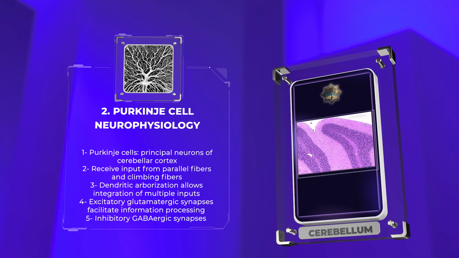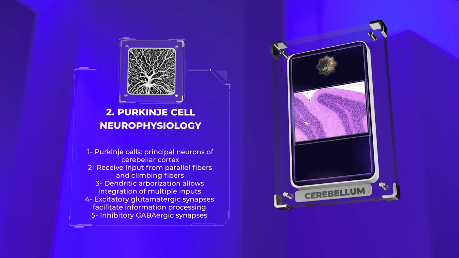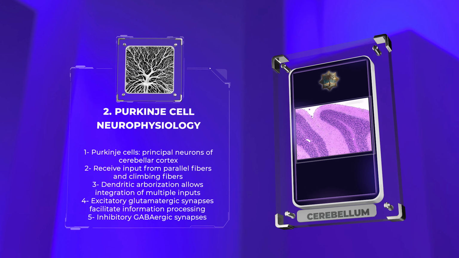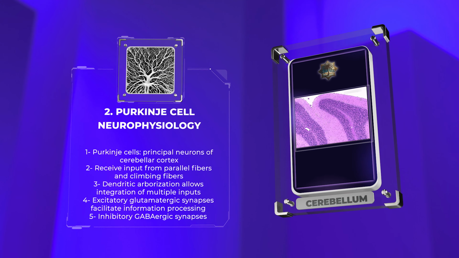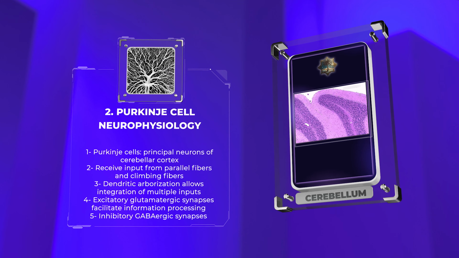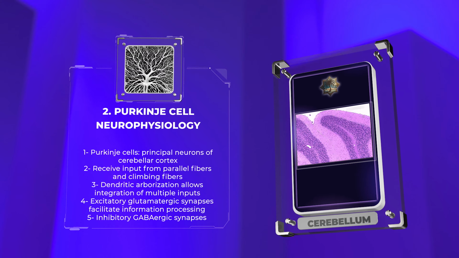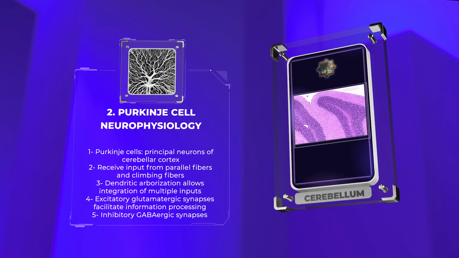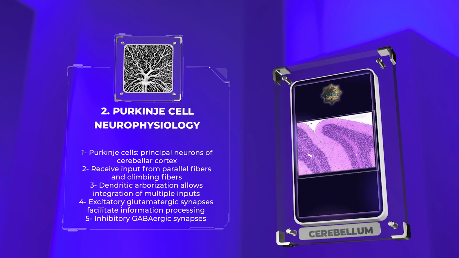The dendritic arborization of Purkinje cells allows them to integrate multiple inputs, enabling precise control of motor output. Excitatory glutamatergic synapses between parallel fibers and Purkinje cells facilitate the integration and processing of information. Inhibitory GABAergic synapses from cerebellar interneurons further modulate the output of the Purkinje cells, influencing motor coordination.